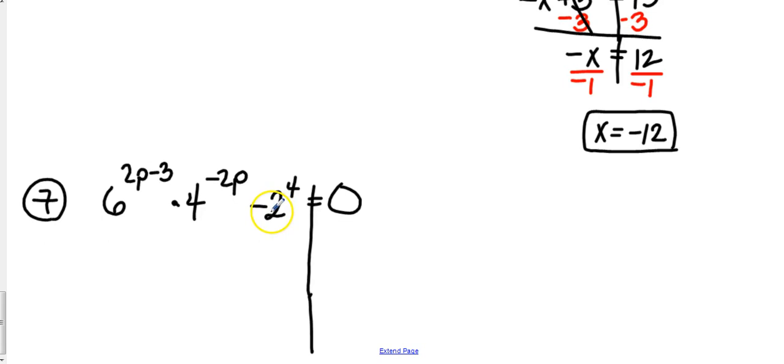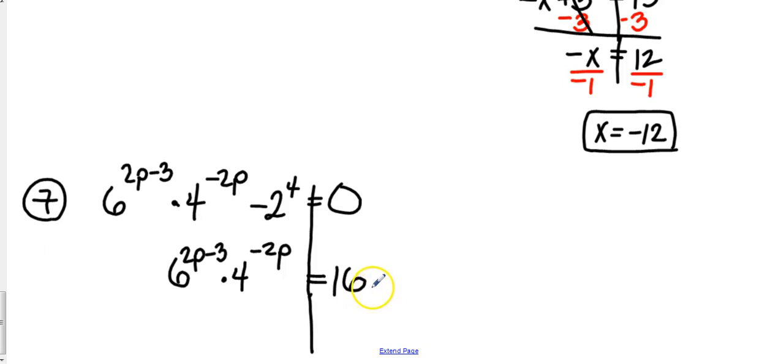As always, our goal is to isolate the exponent term, or the base, the exponent, however you want to say it, the power term. So here we've got 2 of these guys right here. They do not have the same base, so we cannot touch their exponents. But this negative 2 to the 4th, I can move over. So this will become 6 to the 2p minus 3 times 4 to the negative 2p equals, adding 2 to the 4th over to the other side makes this equal to 16.